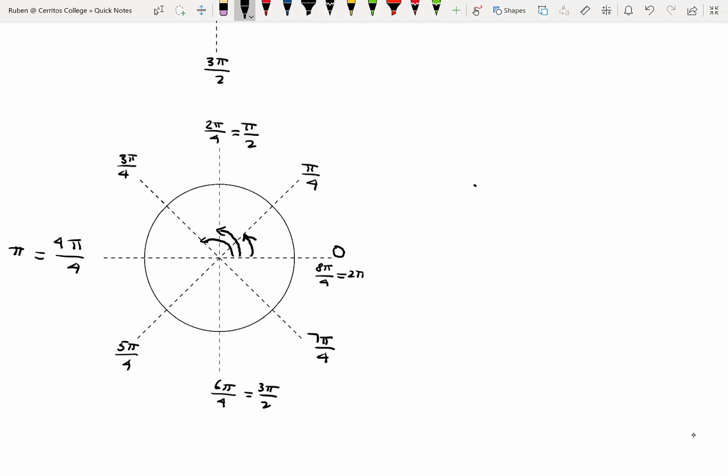So in quadrant 1, pi over 4 looks like the 45-degree angle. 2 pi over 4, pi over 2, is 90 degrees. 3 pi over 4 is 3 times 1 pi over 4, or 3 times 45 degrees, which is 135 degrees. Pi is 180, and so forth. Okay, so let's practice with another common subdivision.